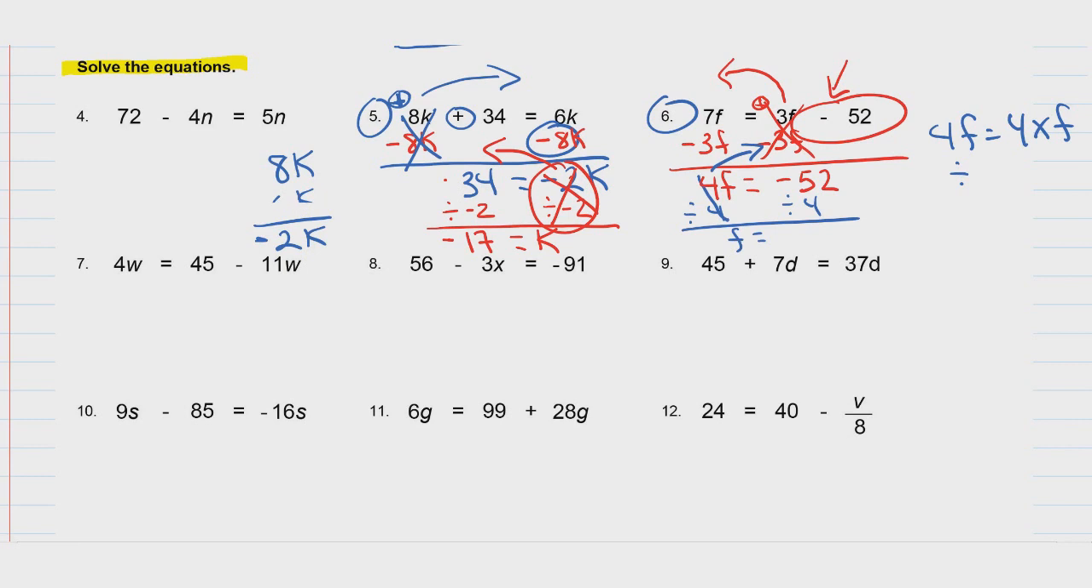And negative 52 divided by 4 will give us what? 13. And again, you had a negative and a positive number, so the answer will be negative. So you end up with negative 13. So you have f equals negative 13 for your answer.